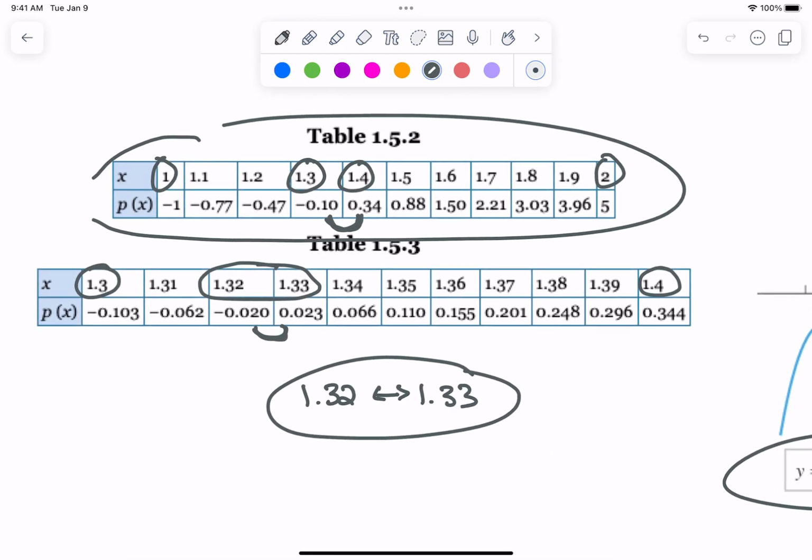Yep, so we use those tables to kind of pinch him in a little bit closer, right? Okay, so we started off knowing from the graph that it's somewhere between 1 and 2. Then we used a table to do one decimal place, found those two values, and then we put those here and here to find two decimal places, okay?